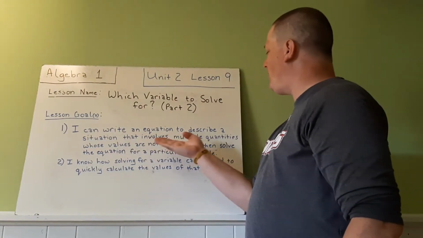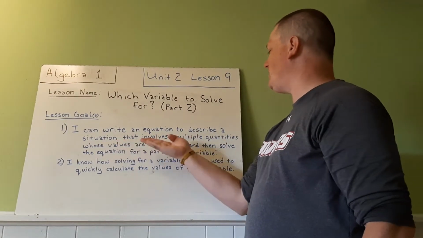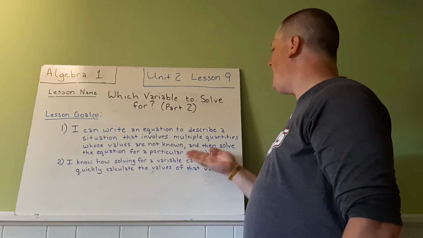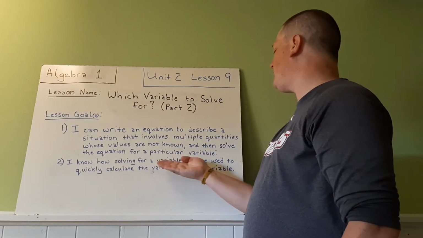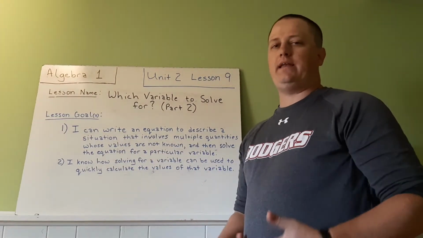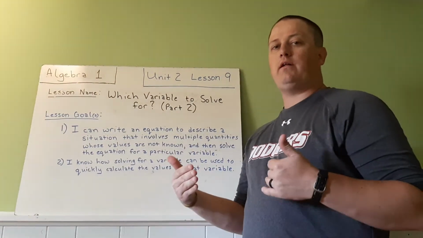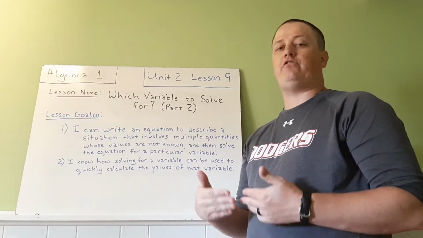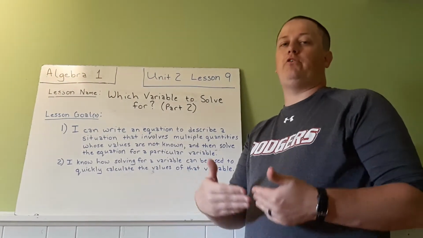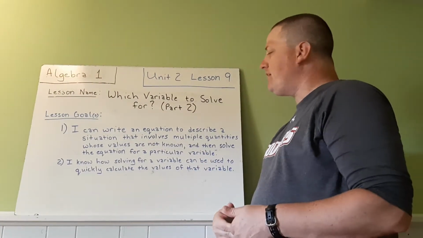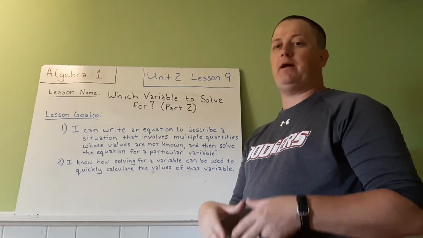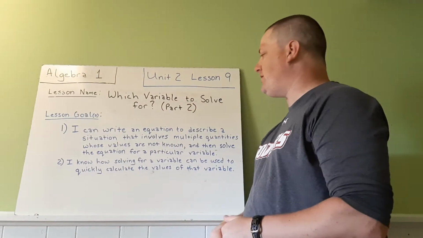I can write an equation to describe a situation that involves multiple quantities whose values are not known, and then solve the equation for a particular variable. Here's the idea. We're going to have two or more letters or variables in the problem, and we're going to have to solve the problem for one of those variables. Sometimes we might even solve it multiple times for different variables to get different looks at the equation.